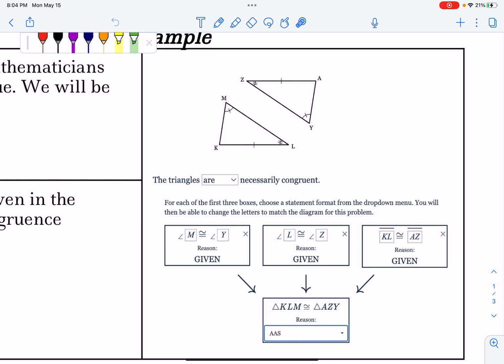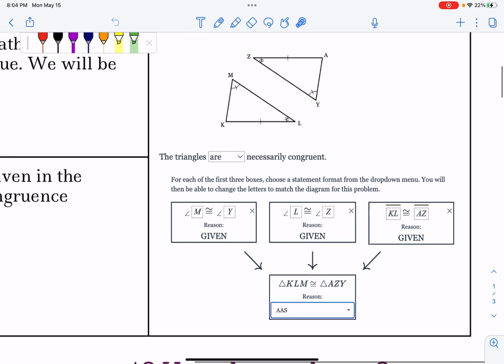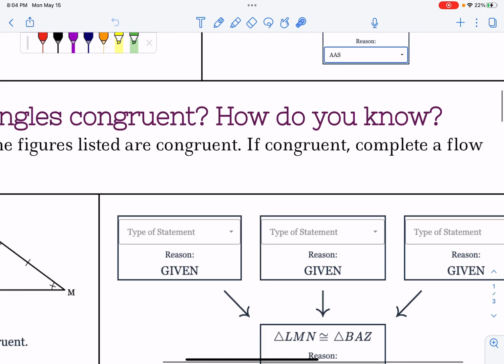Again, remember that naming is important here, and the order that we name them matters. So K corresponds to A, L corresponds to Z, and M corresponds to Y, and those are the congruent parts. And again, we can prove these are congruent by angle, side.